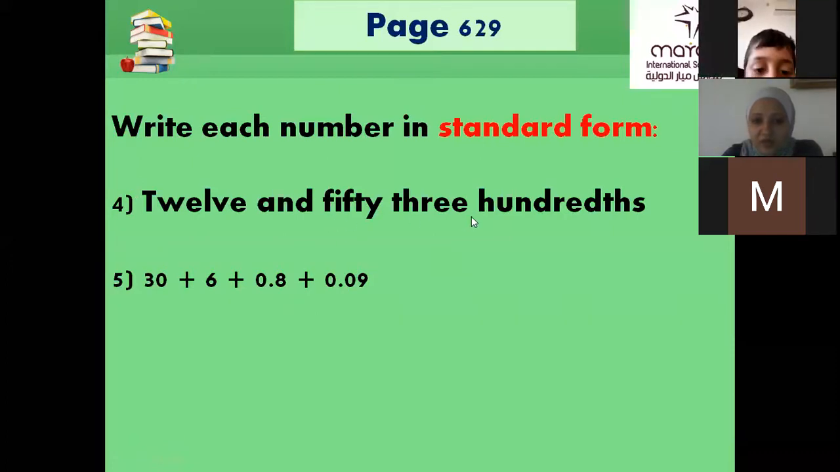What? This one, 12 and 53 hundredths. How can I write it as a decimal? 12 and... Yes, how do I write it as a decimal? From where did you get 0.8? It's 12. How do I write 12 first? Teacher, I don't understand. We want to write this number, 12 and 53 hundredths, in standard form, using numbers. How do I write it?